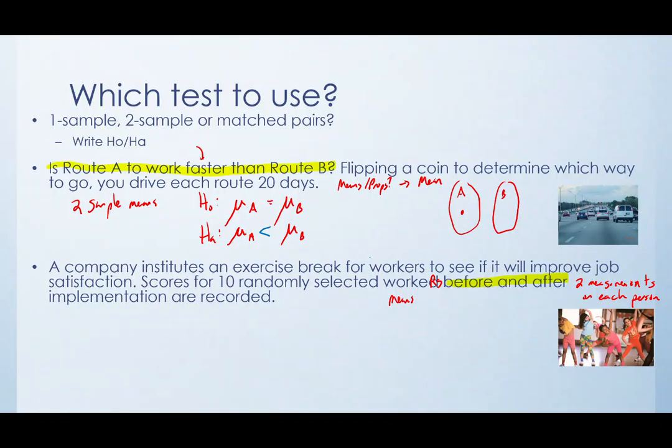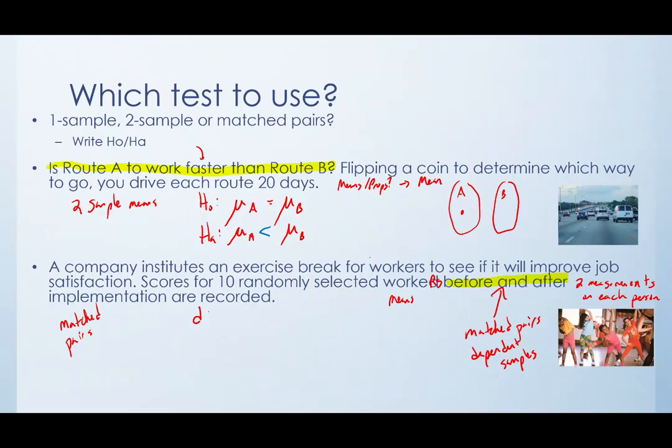This is a matched pairs example because our samples are related. Right here you see before and after. That is a dead giveaway that we are matched pairs, that they are dependent samples. Okay, so that leaves us just with having to write our null and alternate.